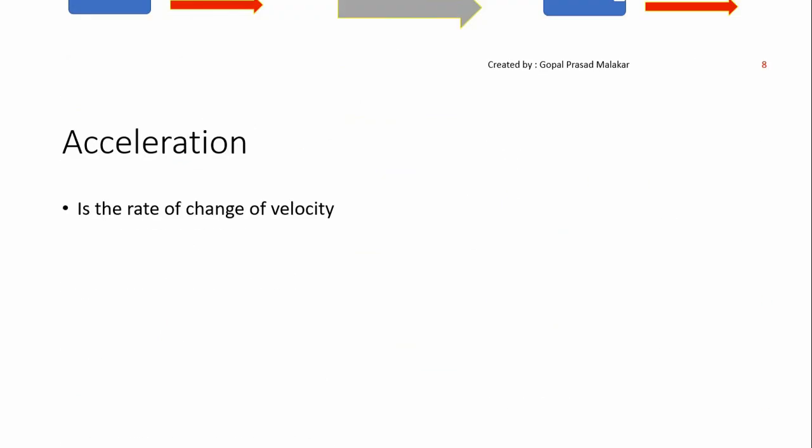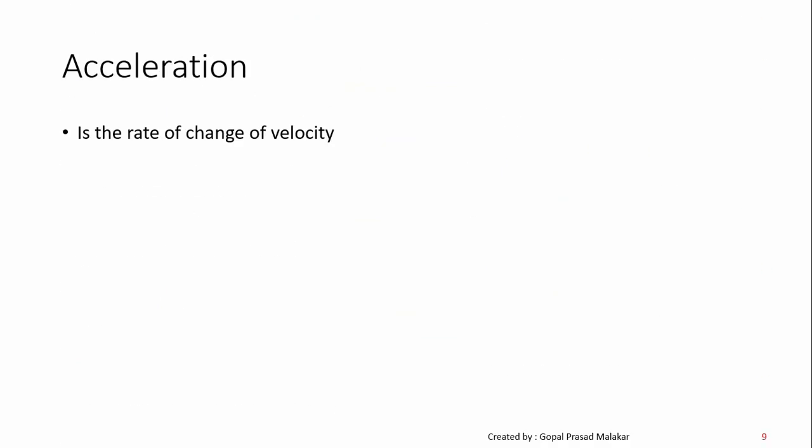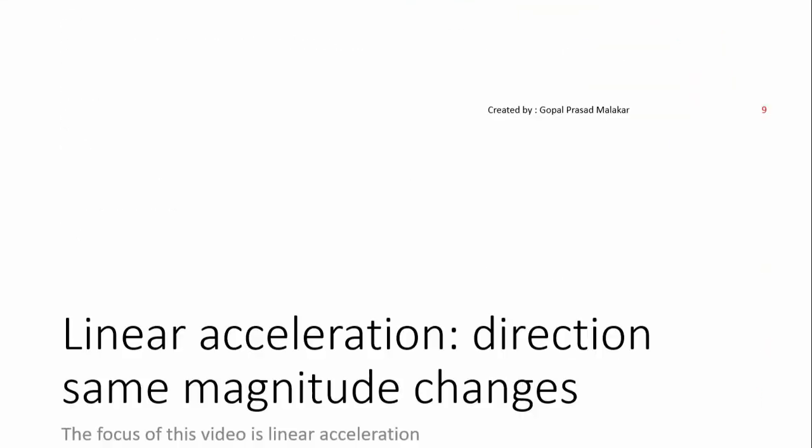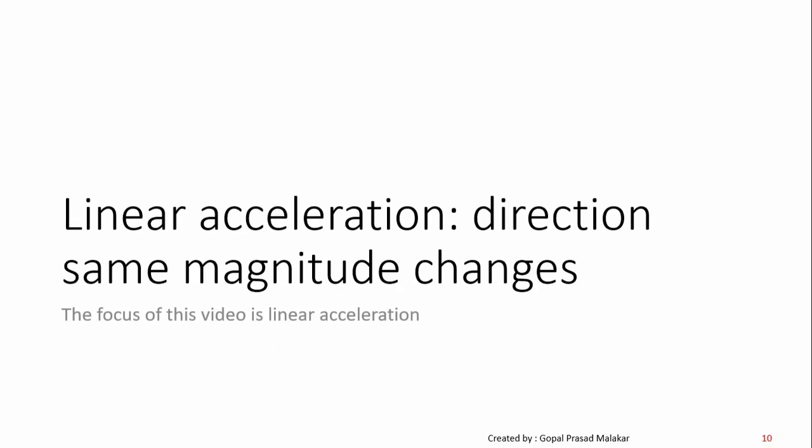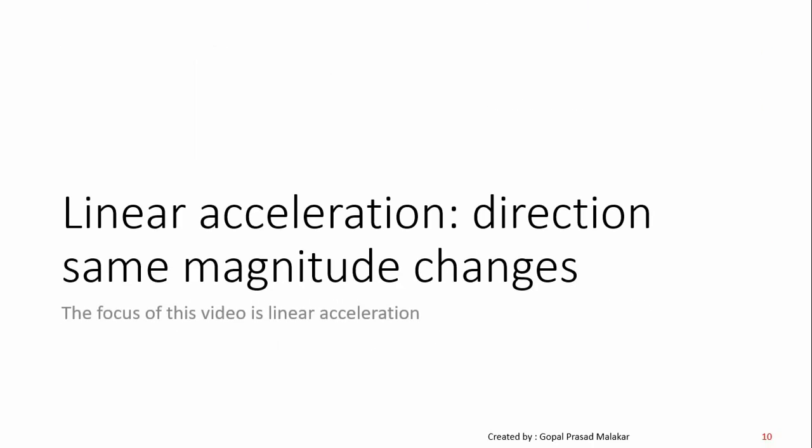The focus of this particular video is actually linear acceleration. Here u and v are vectors. This is the third case. Look at here, where the magnitude has changed from 50 to 70 as well as direction has changed. It was here and it is here. So this is an example where there is an angular component as well as linear component. However, as I told, the focus of this particular video is linear acceleration, where direction is same but magnitude changes.